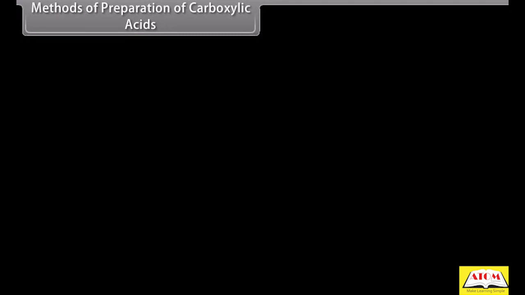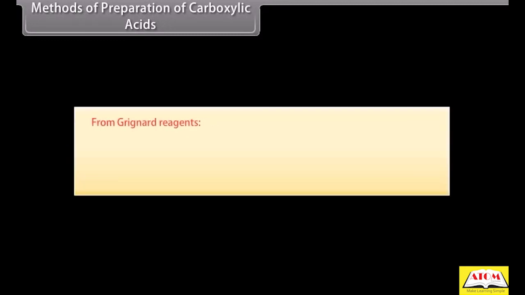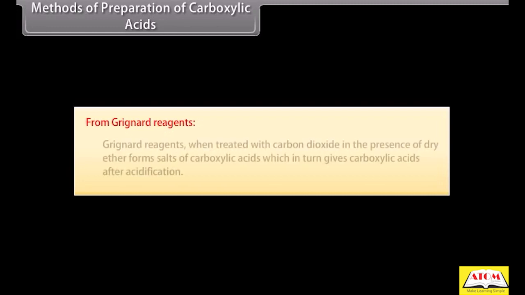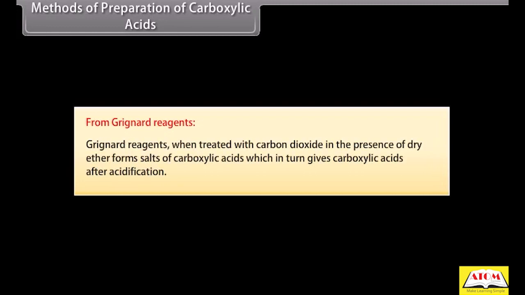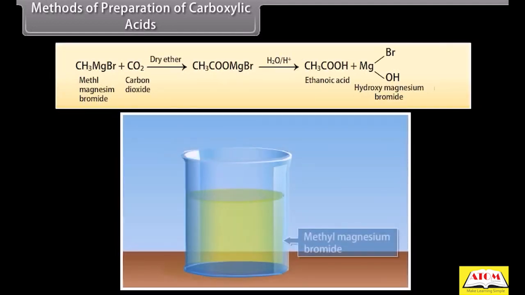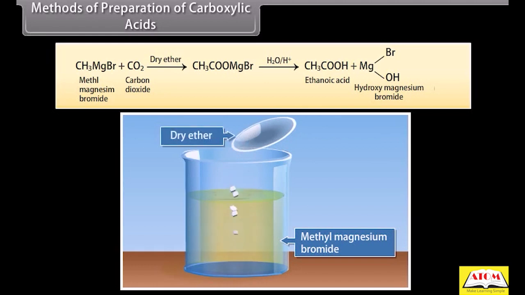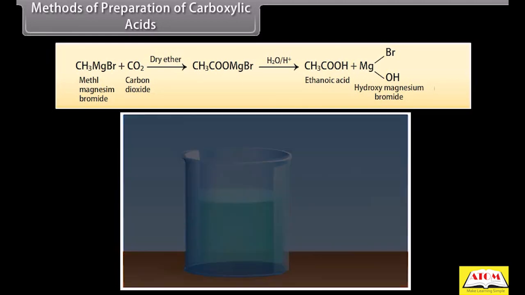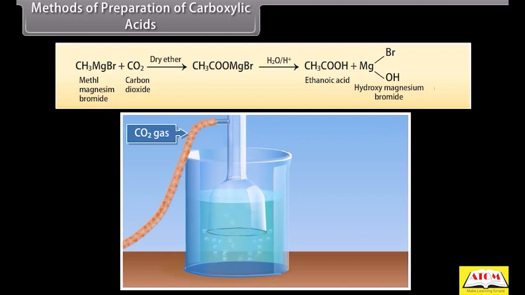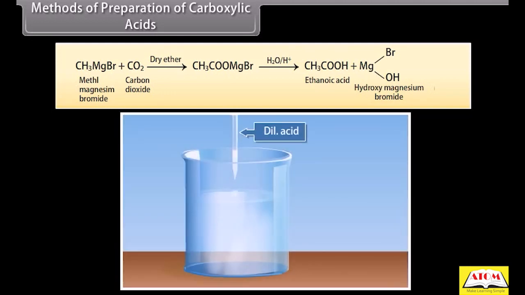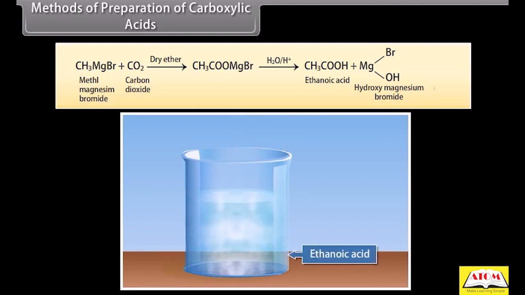Methods of preparation of carboxylic acids. From Grignard reagents. Grignard reagents, when treated with carbon dioxide in the presence of dry ether, form salts of carboxylic acids, which in turn give carboxylic acids after acidification. Methyl magnesium bromide reacts with carbon dioxide in the presence of dry ether. It forms the salt of carboxylic acid, which forms ethanoic acid and hydroxy magnesium bromide after acidification.